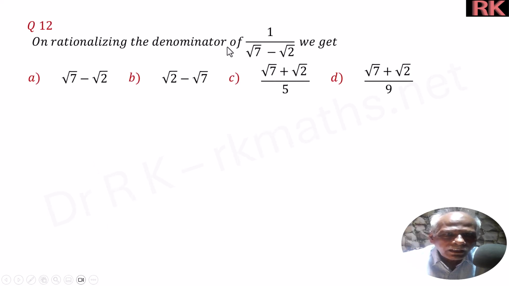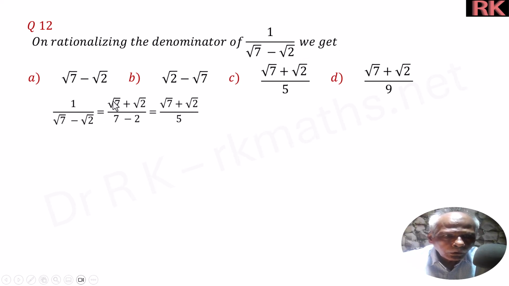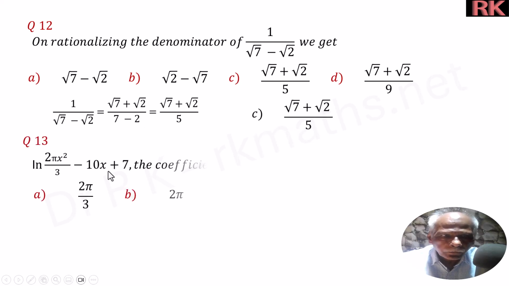On rationalizing the denominator of 1 by (√7 − √2), we get, please note, 1 by (√7 − √2) into (√7 + √2) divided by (√7 − √2) into (√7 + √2), which is in (a + b)(a − b) form. So therefore, √7 squared is 7, √2 squared is 2, 7 minus 2 is 5. Therefore, option C is the correct answer.